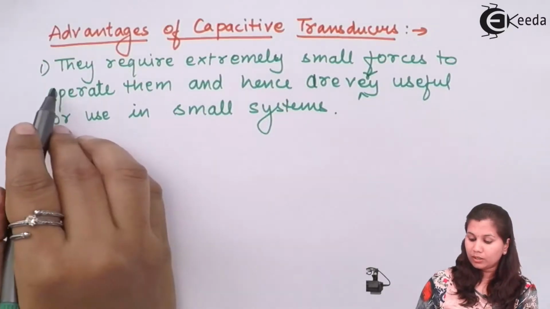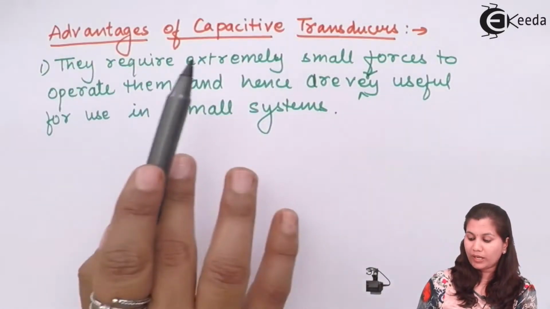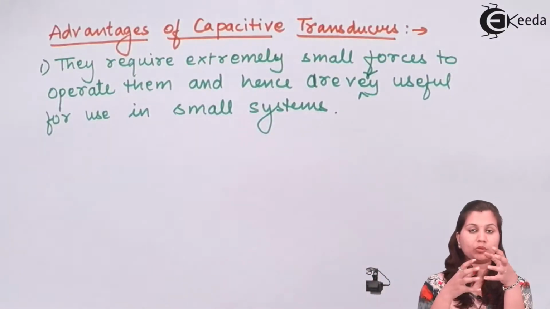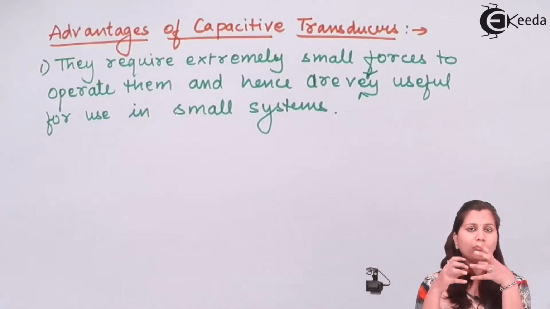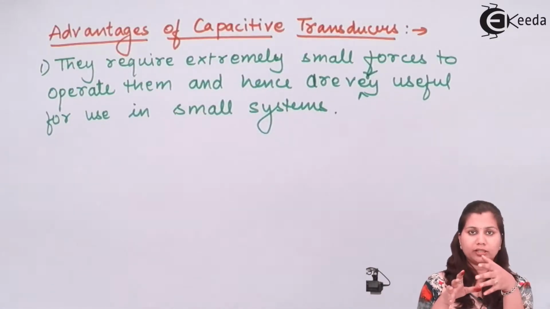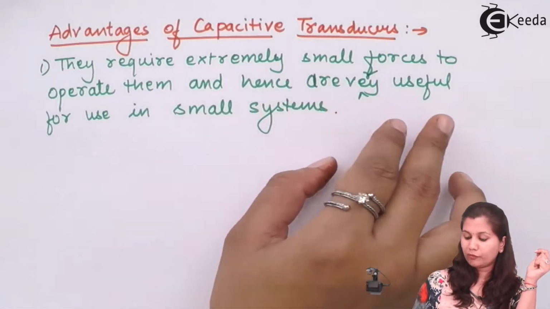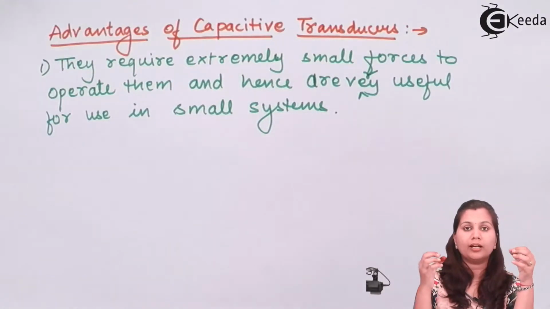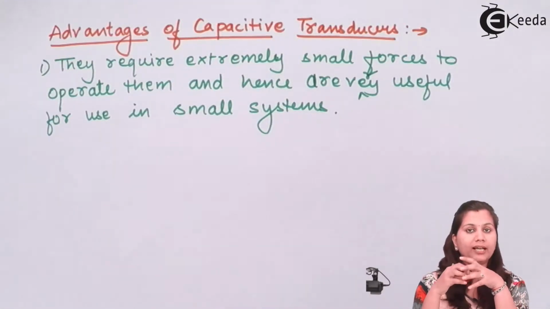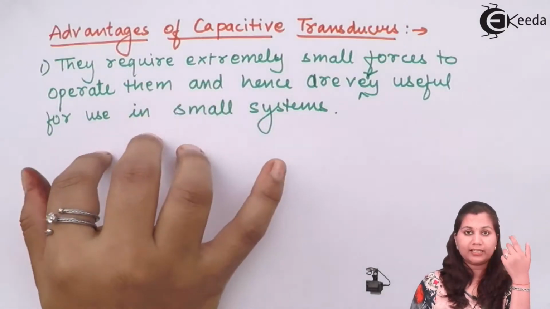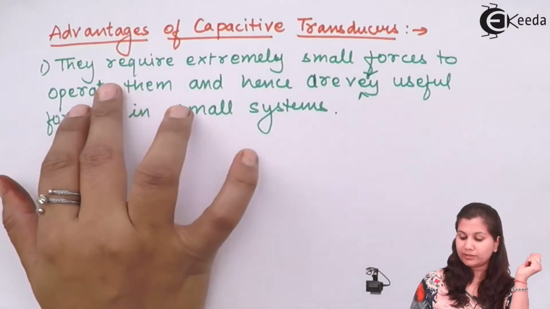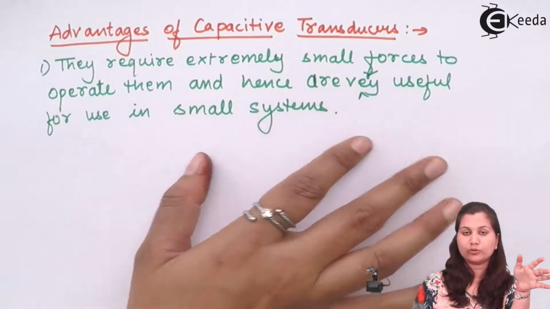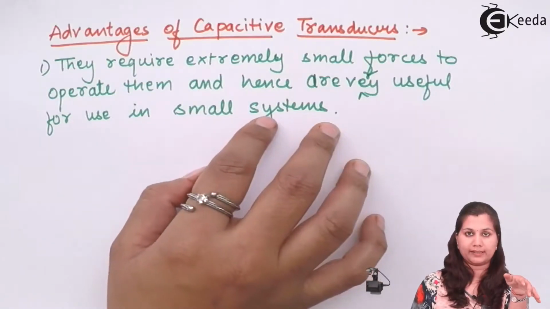Now the capacitive transducers require extremely small force to operate them. So the auxiliary source which is providing the power requires very small power for their operation or for the conversion. So they can be used in small systems which are consuming very little power. So it's an advantage of capacitive transducers that they require extremely small forces to operate them, and hence they are very useful in small systems.